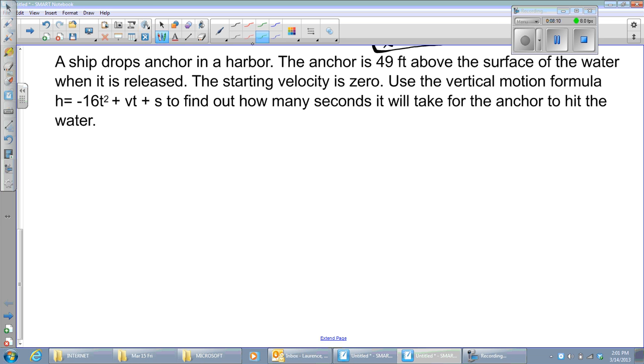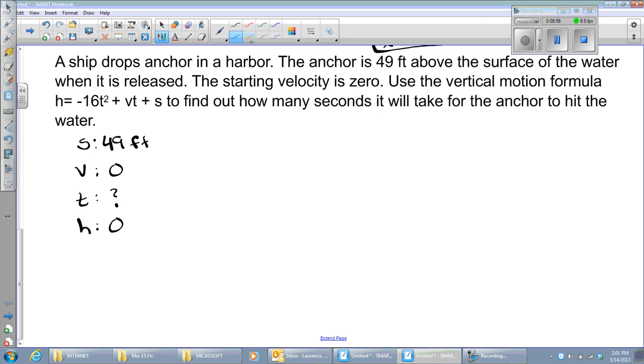So first we're going to label what we have. So we have our starting height is 49 feet. They give us our starting velocity is 0. And that is it. And we're solving for time. Oh, and our height is 0.